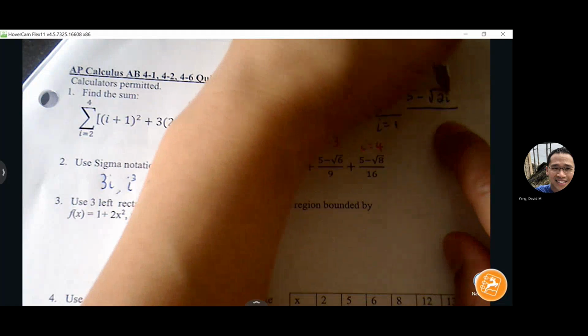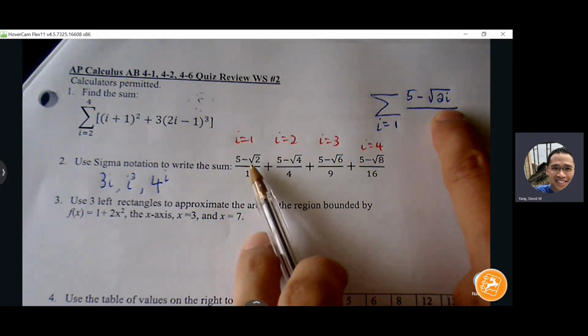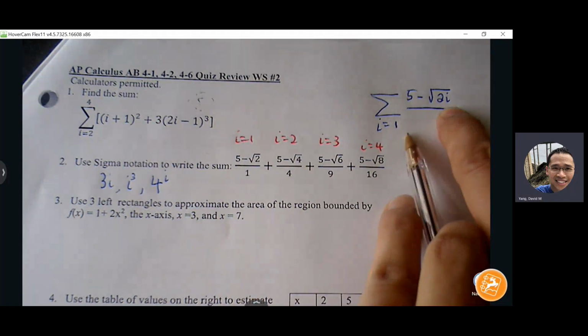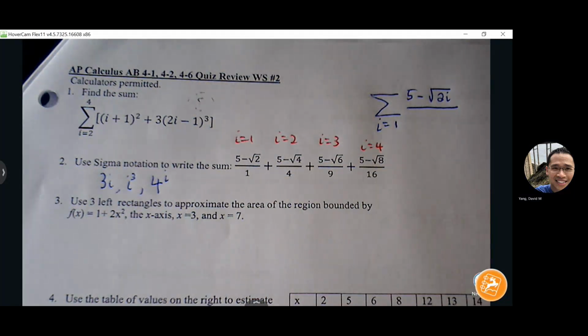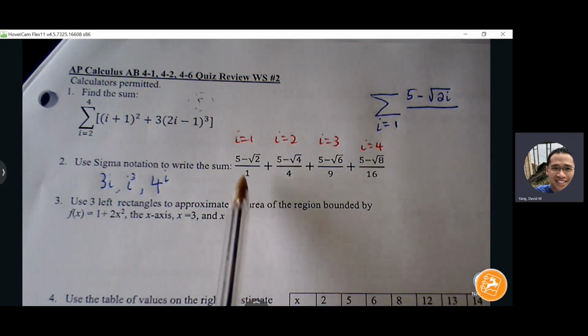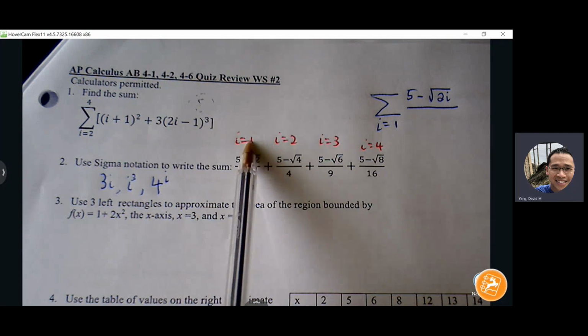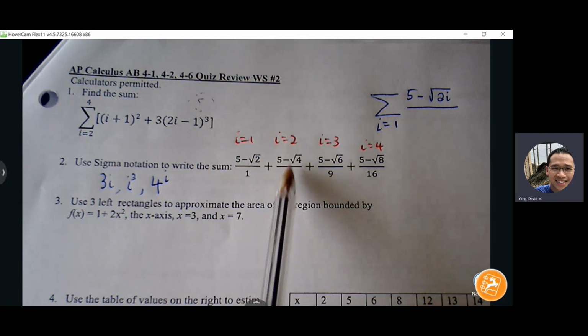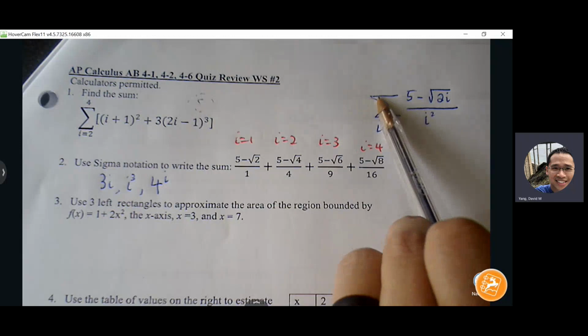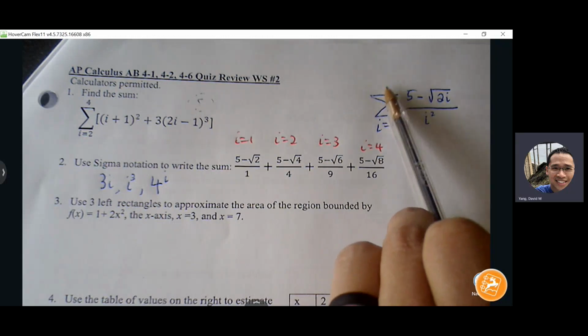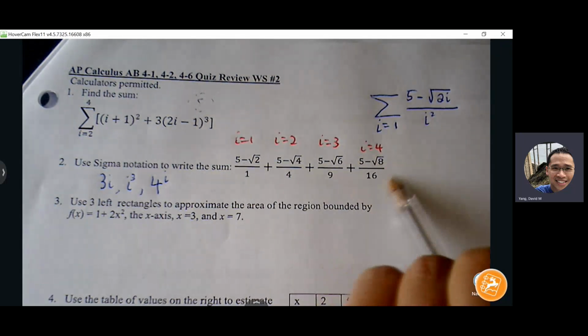2i, right? Let's double check it. So 2 times 1 is 2. That's good. 2 times 2 is 4. 2 times 3 is 6. 2 times 4 is 8. What about the denominator, though? What's that relationship there? So 1 squared, 2 squared, 3 squared, 4 squared. And what's my upper bound? 4, because 4 is the highest i value that I can plug in to get to this last term.